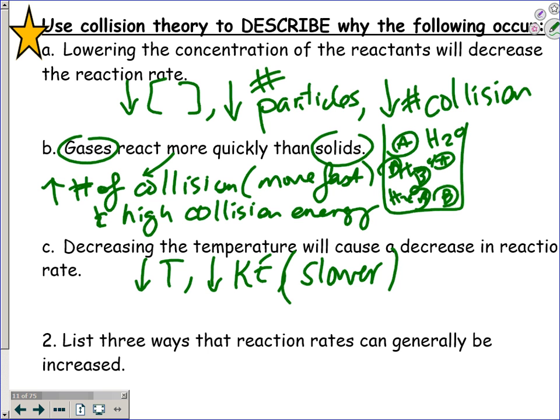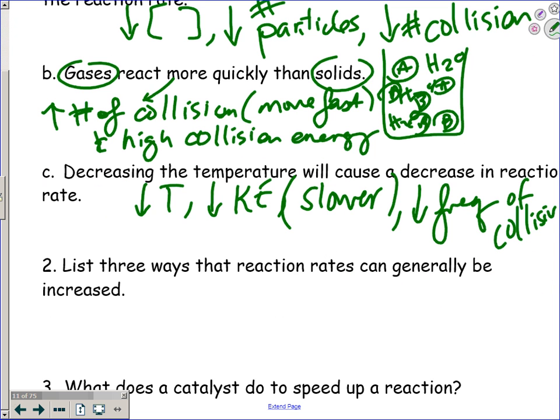Okay, so they're moving slower. Do they hit frequently? No, so decreased frequency of collision, and everybody else, not only does the frequency of collision decrease, but what also decreases? The collision energy, good. So decreases energy of collision. Okay, whew. We're getting there, but yes, we are reviewing. These are the 5 ways of speed of reaction, but we're trying to manipulate how we talk about them. List 3 ways that a reaction rate can generally be increased.